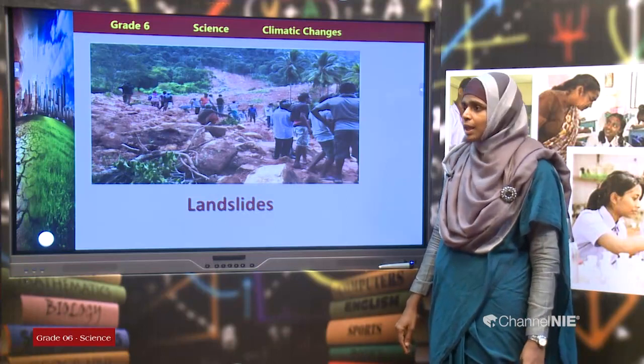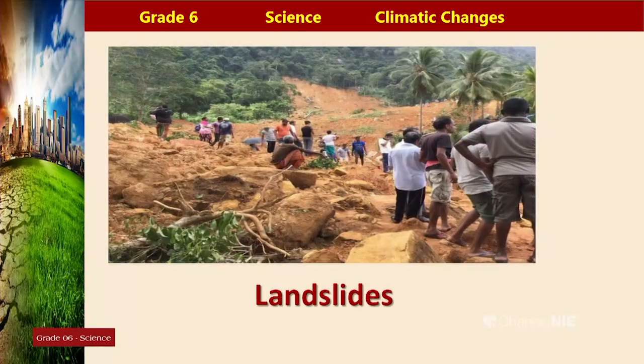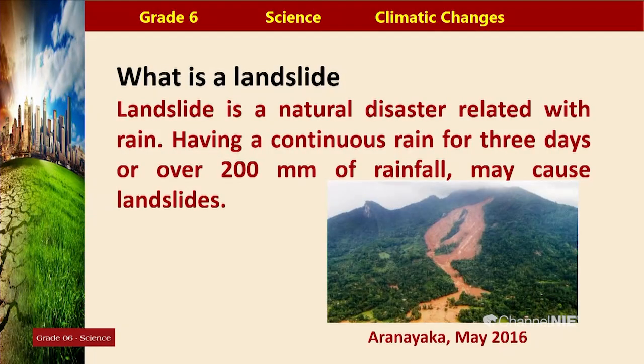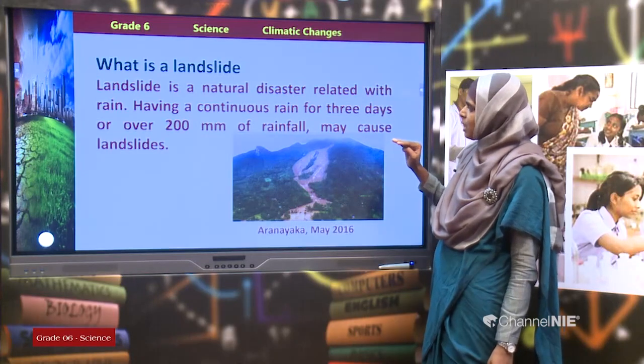Let us look at the next natural disaster, that is landslides. What is a landslide? A landslide is a natural disaster related with rain, a factor which determines the weather. But it becomes a natural disaster if the rain is excessive, having continuous rain for 3 days, or over 200 millimeters. If one of these conditions is met, there might be a landslide. Not in all areas, children, only in certain areas which are landslide prone.